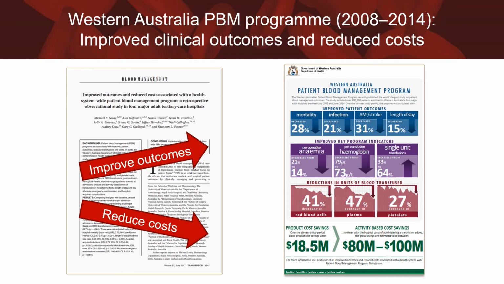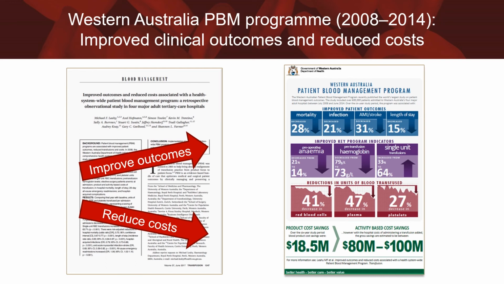In this paper from Western Australia, the implementation of a patient blood management program from 2008 to 2014 was associated with a reduced mortality by 28%, infection rates by 21%, and acute myocardial infarction and stroke by 31%. The length of stay was reduced by 15%.